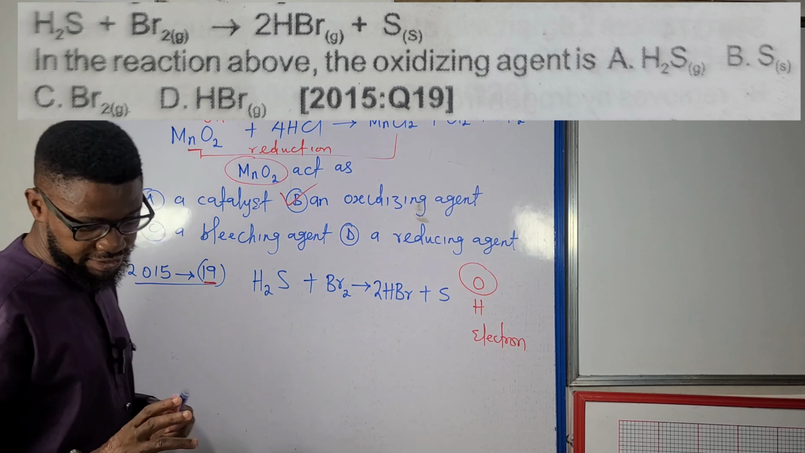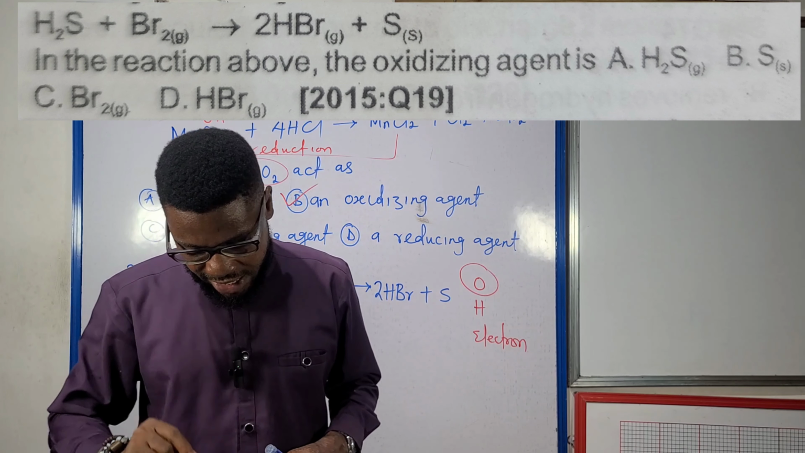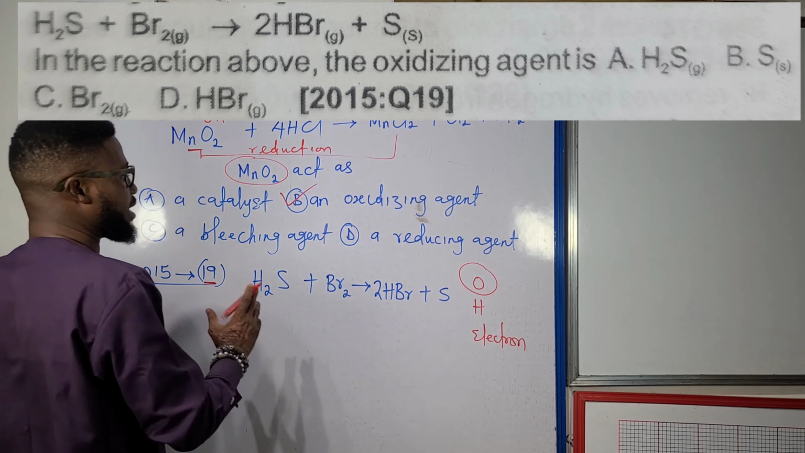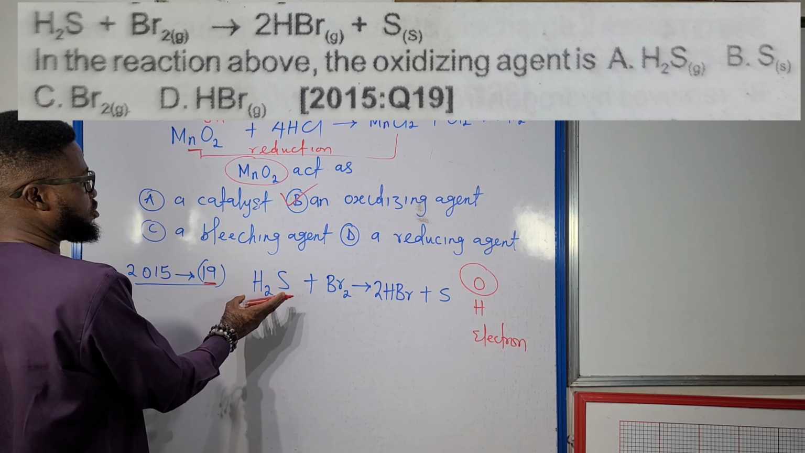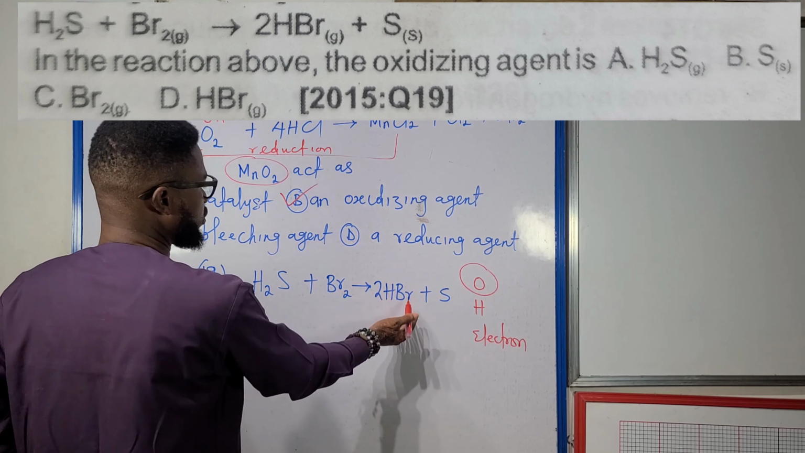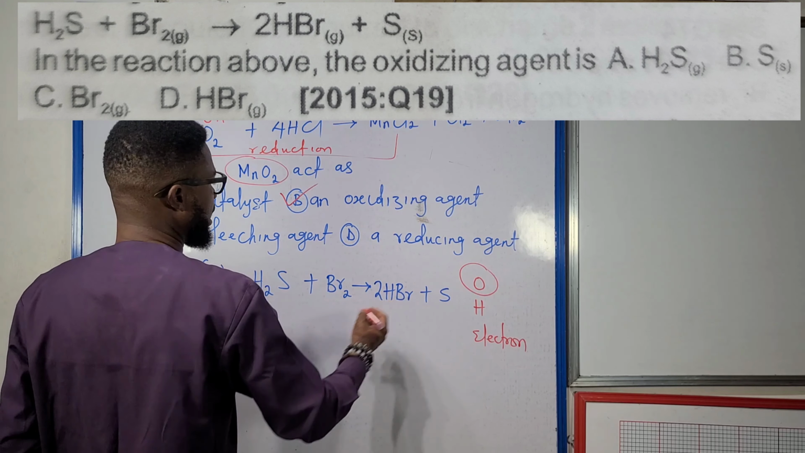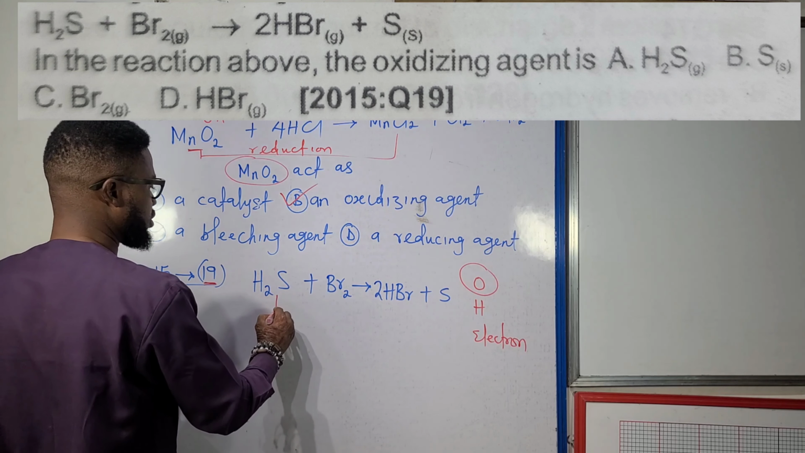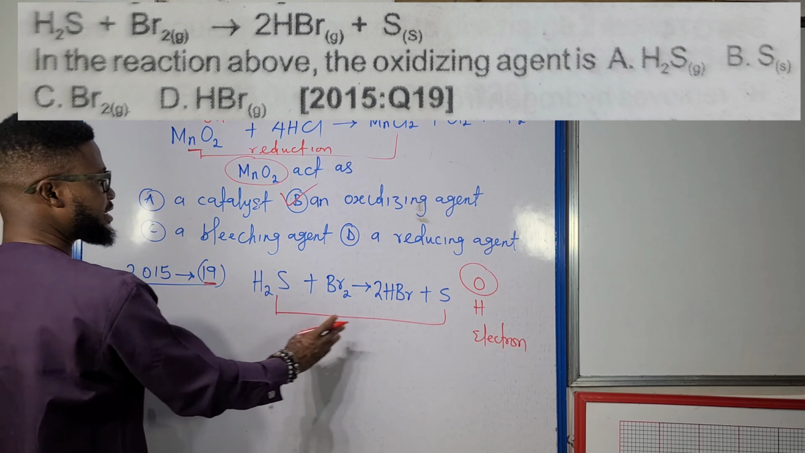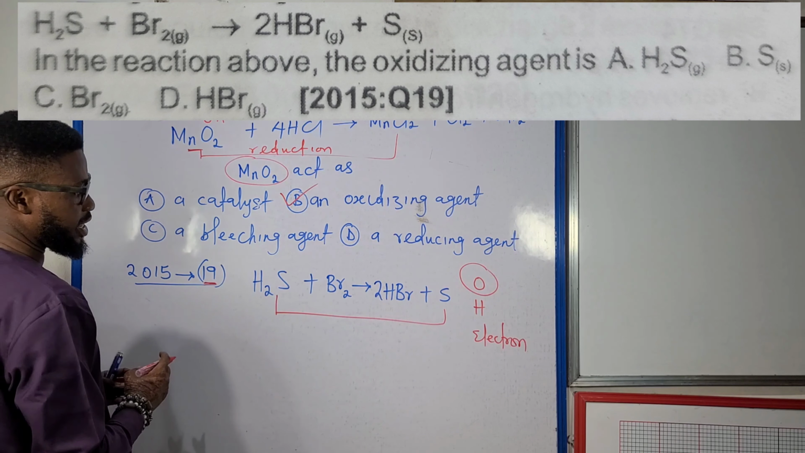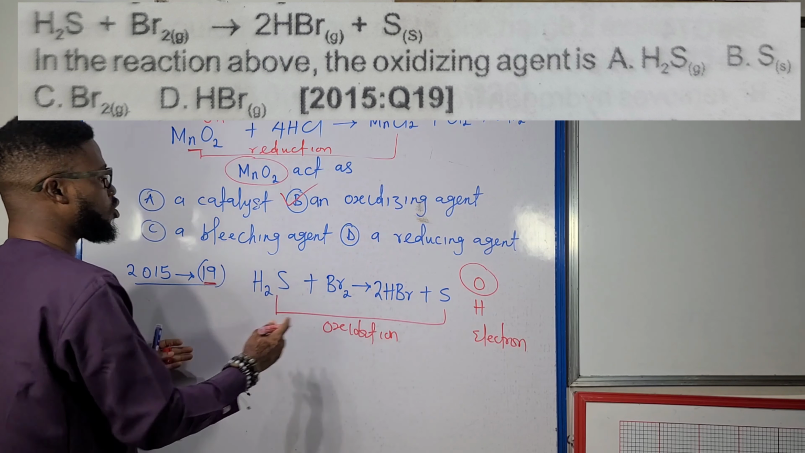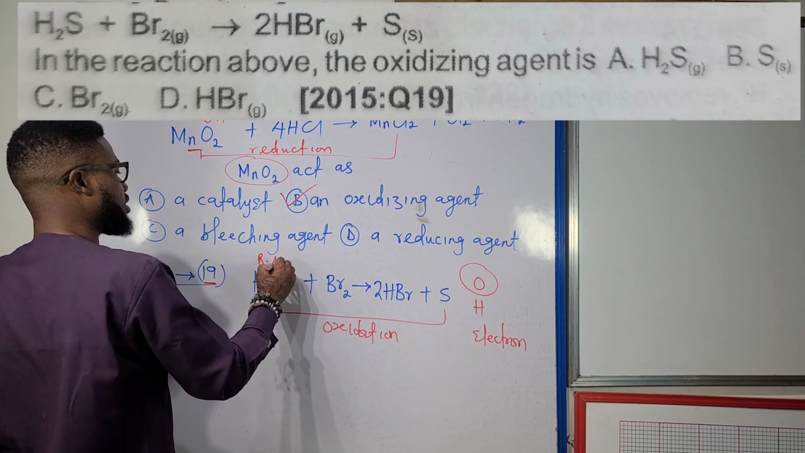Okay, 2015 question 19, as you can see on your screen, it says in the reaction above, the oxidizing agent is what? So in this case, we were told to identify the oxidizing agent when hydrogen sulfide reacts with bromine to give us hydrogen bromide and sulfur. I can look at this in terms of hydrogen. When I look from hydrogen sulfide to sulfur, this is looking like loss of hydrogen. Removal of hydrogen from a substance is actually oxidation, and what will undergo oxidation is actually our reducing agent.